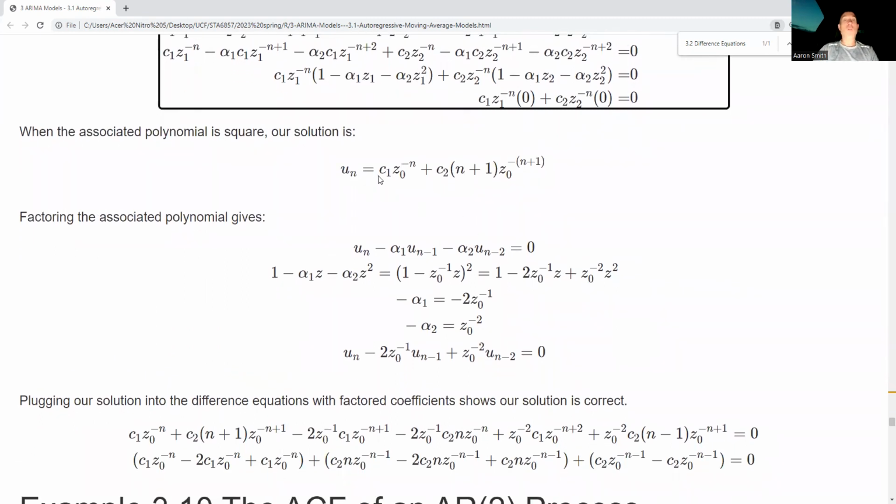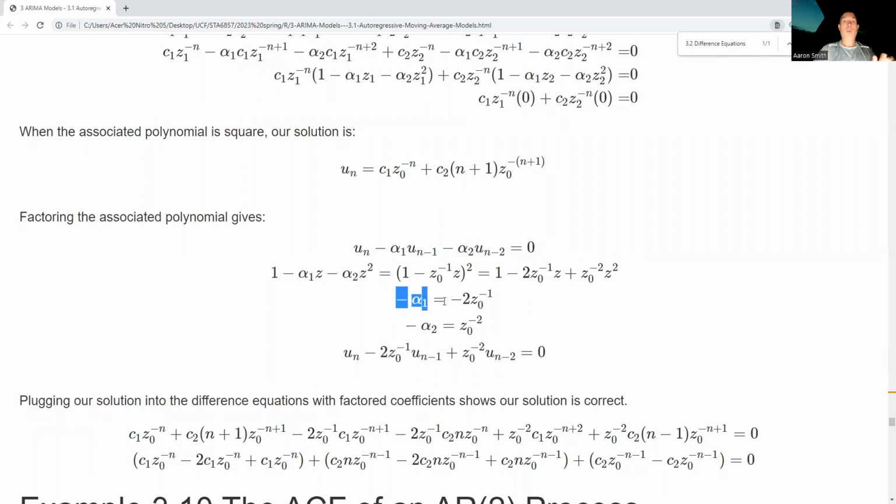So here is my solution when we have a square associated polynomial. I'm going through the same trick and putting things in. On this one, it is much easier if I use a factored form, a square presentation of our associated polynomial. And you'll notice that when I match these up, negative a sub 1 is equal to negative 2 times the reciprocal of our root. Negative a2 is equal to the reciprocal of our root squared.